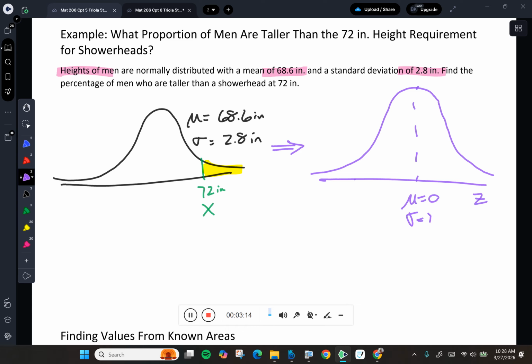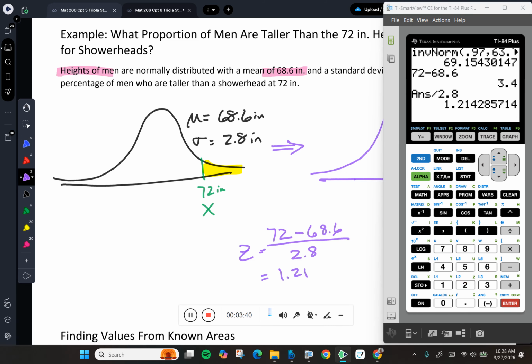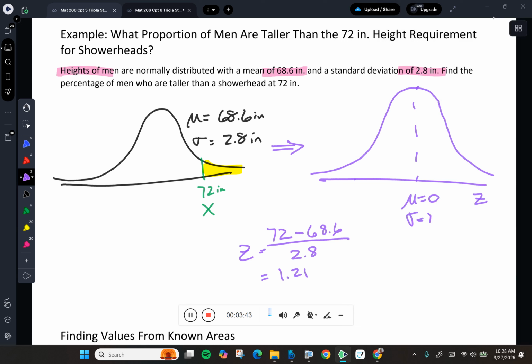So the first thing I'm going to do is I'm going to say that that z is going to be the x minus the mean divided by the standard deviation. I'm going to grab my calculator and go, what's 72 minus 68.6? There's my numerator. Divide that by 2.8. There's my denominator, and so I get a z-score of 1.21. So this becomes a z of 1.21, and then we want to find this area over here to the right of that.